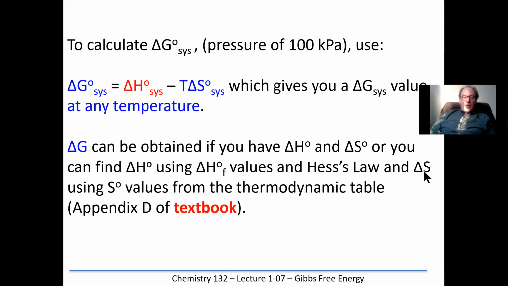And we can find delta S values from S values in thermodynamic tables using the same principle. The sum of the S values of the products minus the sum of the S values of reactants equals the change in entropy, or delta S. So we have different options available to us depending on what's given. Now you can also calculate delta G from a similar equation using the Gibbs energy values from a textbook, where the sum of the Gibbs values of products minus the sum of the Gibbs values of reactants also equals delta G.